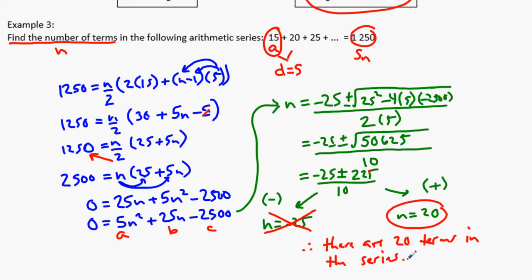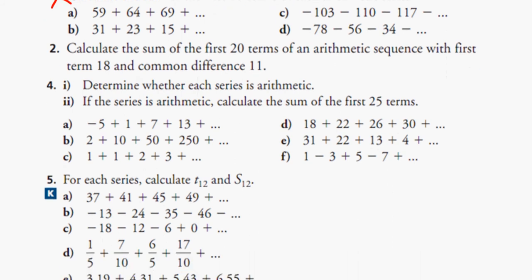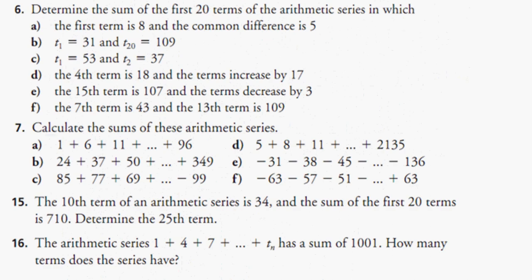All right, let's look at some homework. So homework, question 4 and 1 are the same, so if you skip question 1, that's fine. Question 4, question 5 is good. It's asking for Tn and S. And then finally question 6, 7, 15 is a nice thinking question. And 16 is like example 3. Enjoy.